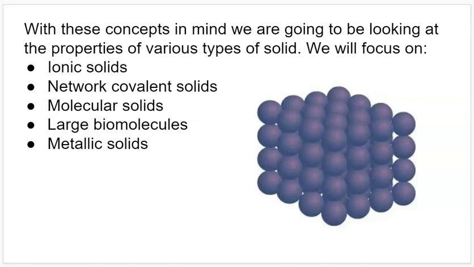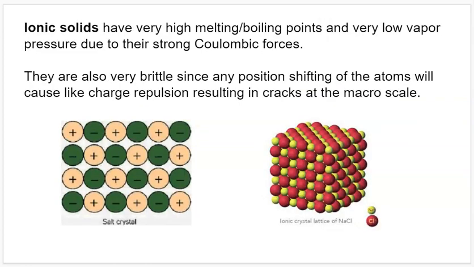And we're going to be focusing on ionic solids, network covalent solids, which we haven't talked about yet, molecular solids, large biomolecules, and metallic solids. So let's start with the ionic solids. I already mentioned that they have high melting and boiling points and very low vapor pressure due to these strong Coulombic forces. And we also talked briefly on the last test about how they are brittle.